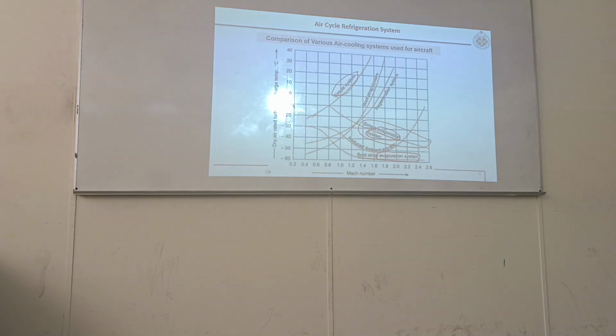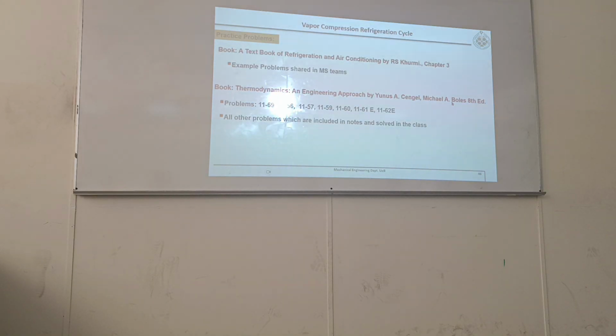Okay. So that is the summary of all these systems which we have studied. Which one is better for which application, these are just typical curves for different types of air cooling systems. That's all. So that is what we have covered in this chapter.